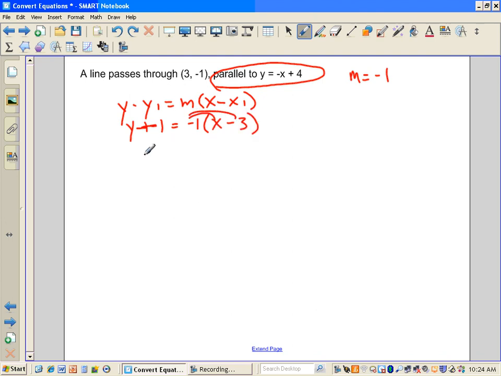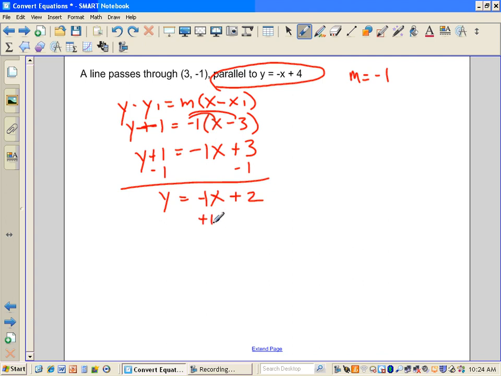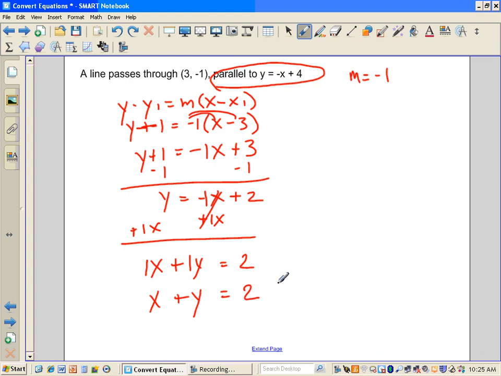Distributive property, y plus 1 is equal to -1x plus 3. We're going to minus 1 to get the y by itself. -1x plus 2. Add 1x to the other side. So 1x, or you could say just x, plus 1y, or you could say just y is equal to 2. So 2 versions here of standard form. You can include the coefficient of 1 or not.